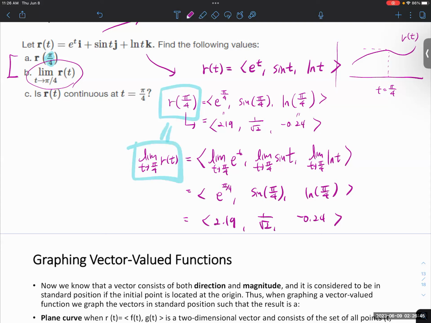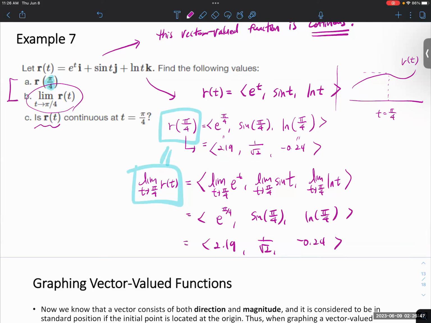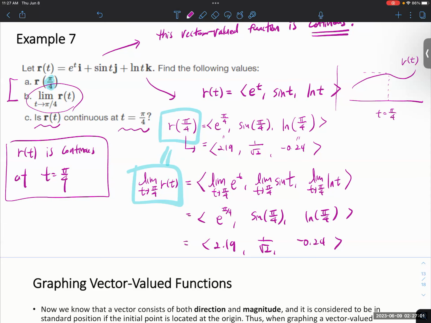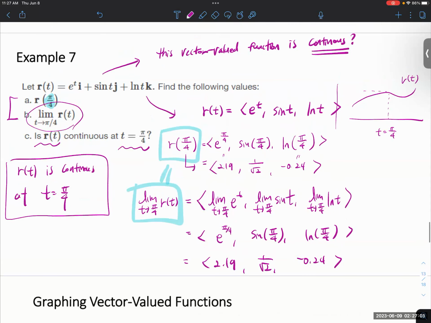So therefore, this vector value function is continuous at t equal to pi over 4. We just verified that. Sometimes it's not continuous depending on the t, so you have to read the question carefully. Usually the t equal to a, the a value, is going to be given, so you can check when this vector value function is continuous at that moment.